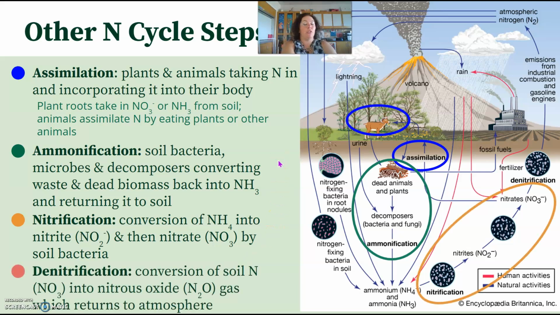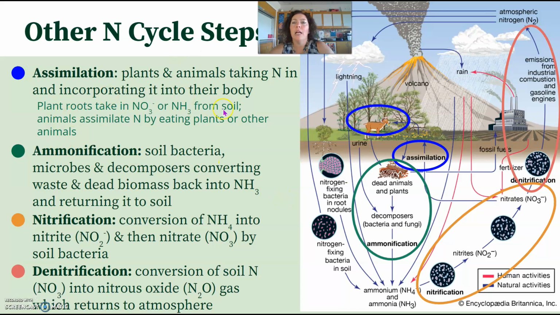And then denitrification. Denitrification is taking any nitrogen that's in the soil, NO3, and turns it into a nitrogen gas, and then that converts back into the atmosphere. So nitrous oxide, N2O, and nitrous oxide can be a pollutant when it's in high amounts. That returns to the atmosphere. It'll go through a chemical reaction and then convert back to N2, nitrogen gas.